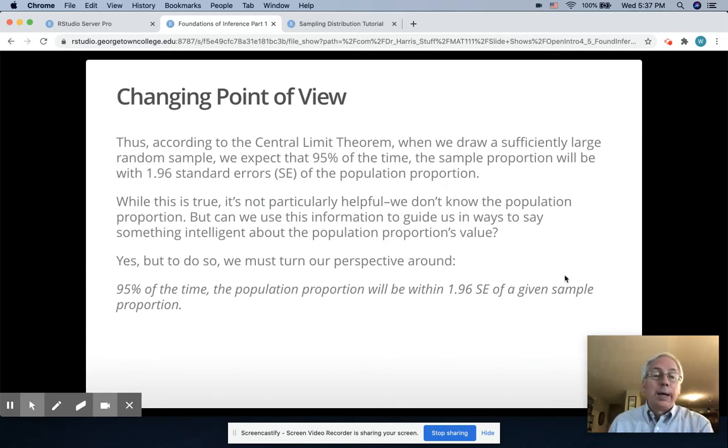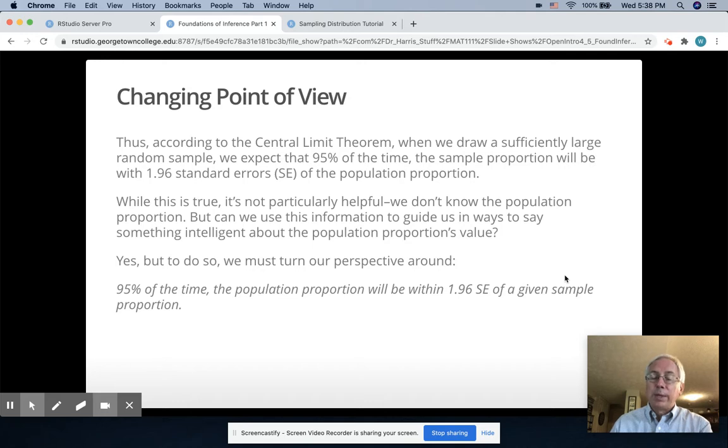So instead of saying 95% of the time the sample proportion should be within 1.96 standard errors of the population proportion, we can actually turn it around and say that 95% of the time we expect the population proportion to be within 1.96 standard errors of any given sample proportion. Okay, so we'll say that.